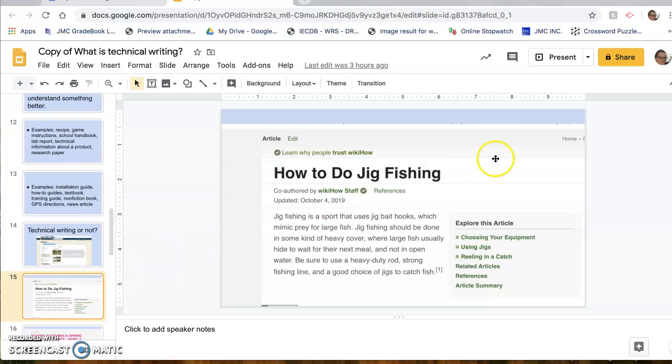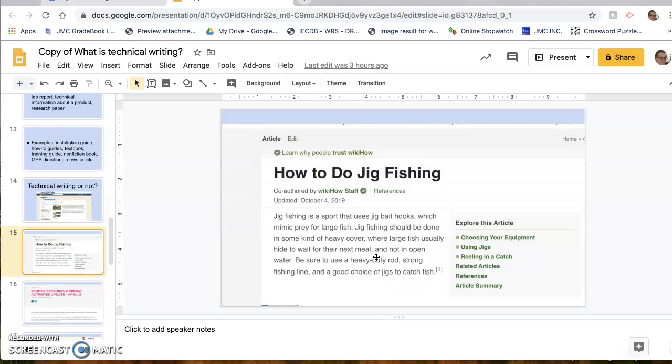The next one, how to do jig fishing. Do you think this is technical writing or not? So going back to our 4 traits, its purpose is to educate and inform, to teach us how to jig fish. It's written for a specific audience, people who want to do jig fishing. It requires facts and knowledge, and it does not rely on the opinion of the writer.